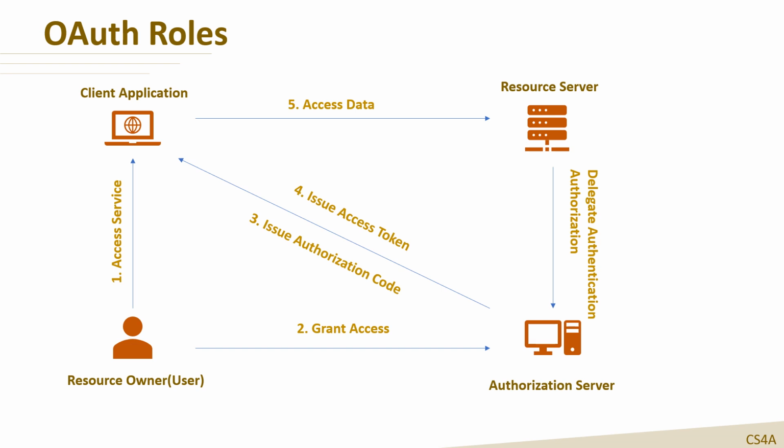So this is the authorization workflow. Here we have the resource owner below. The resource owner is trying to access the client application, which is a third-party application. Once it accesses it, the client tries to talk to the authorization server. Here the authentication happens in the authorization server.